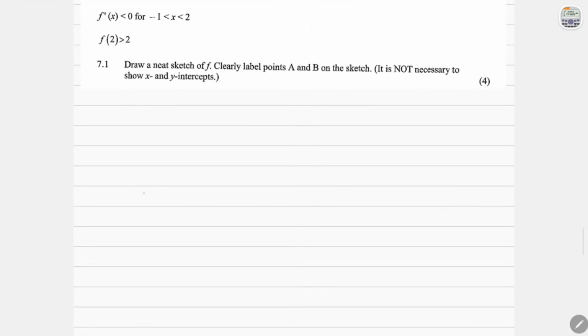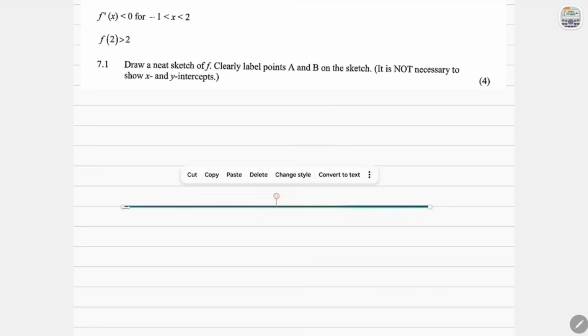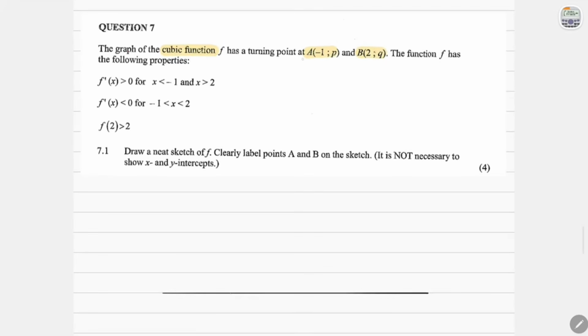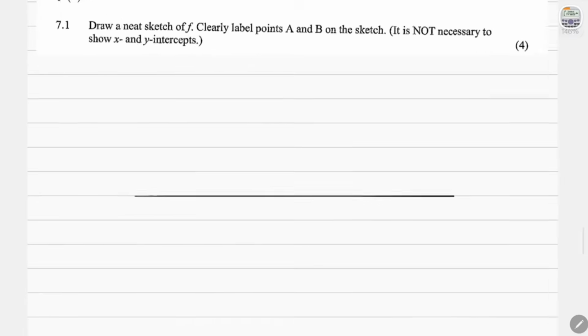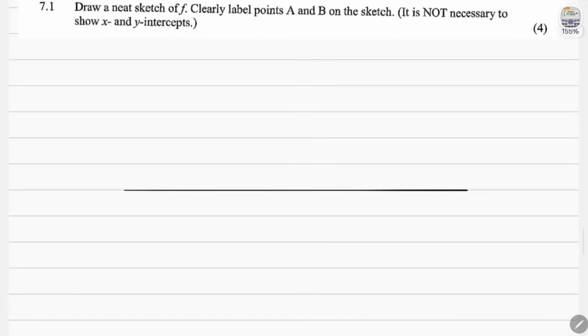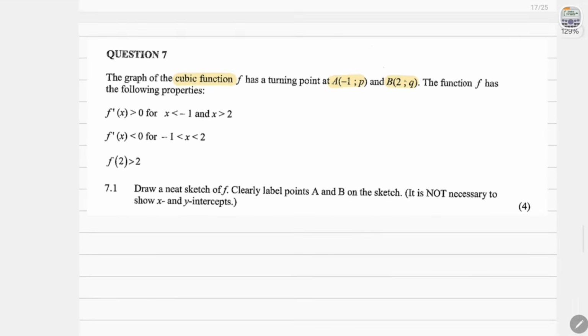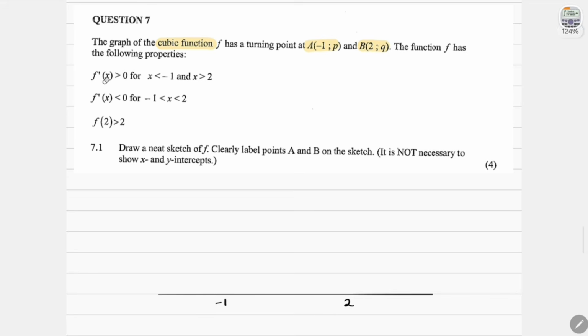So to draw this cubic function, just draw the x-axis first, so we can mark where those points they're referring to are. So they told us that these are the turning points, right? At negative 1 and 2. So I'm just going to mark this. So at negative 1, let's say this is negative 1 and this is 2 over here. So if we have turning points, then they first tell us that f prime of x is greater than 0 where x is less than negative 1 and x is greater than 2.